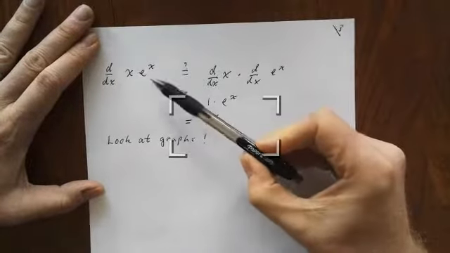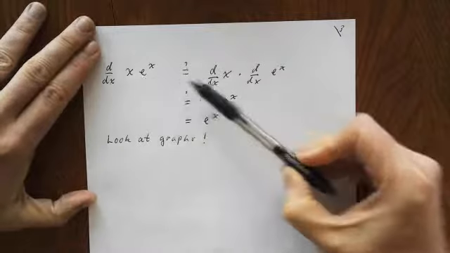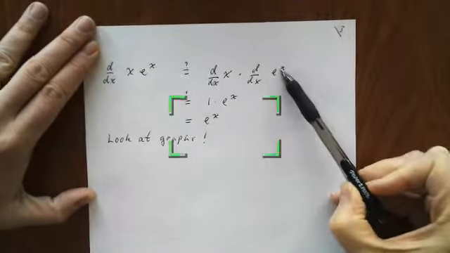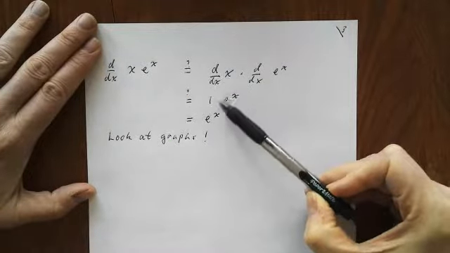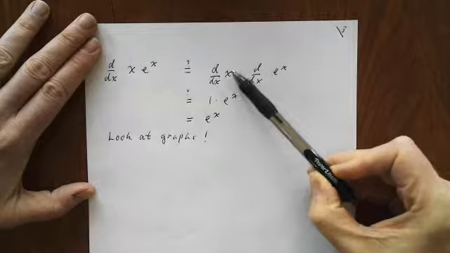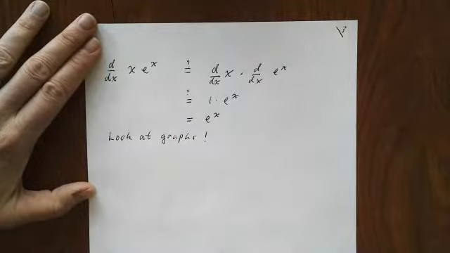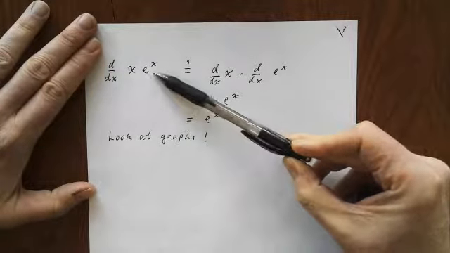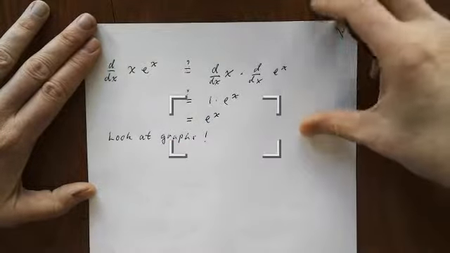Suppose we had x e to the x and we needed to compute its derivative. Would that necessarily be the derivative of x times the derivative of e to the x? Well, we know the derivative of x is just 1 because this is a line of slope 1. And we know that the derivative of e to the x is e to the x. So could the derivative of x e to the x be simply e to the x? We can look at graphs and see that that can't possibly happen.